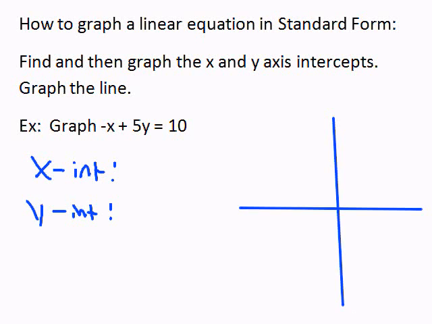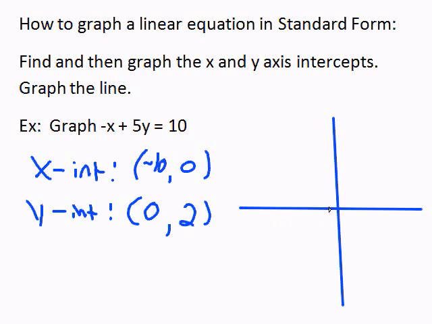Go ahead and find the x and y-axis intercepts. Press pause, and when you're ready to see the answer, please press play. For your x-intercept, you should have gotten (negative 10, 0). For your y-intercept, you should have gotten (0, 2). Let's go ahead and plot those points.